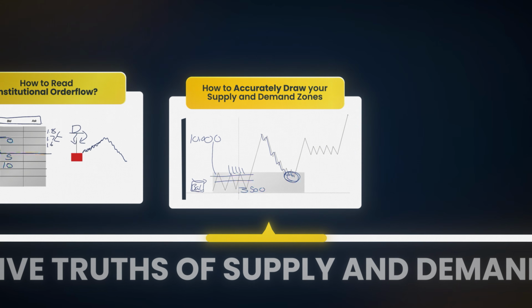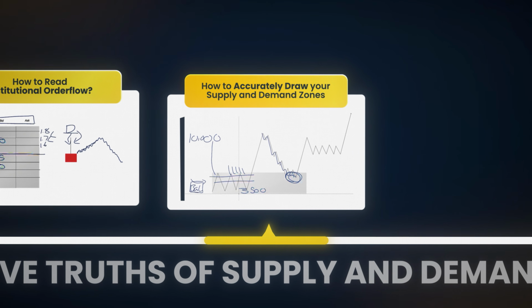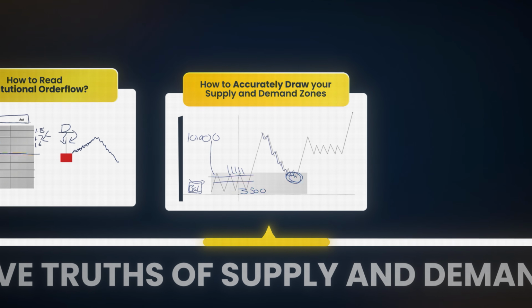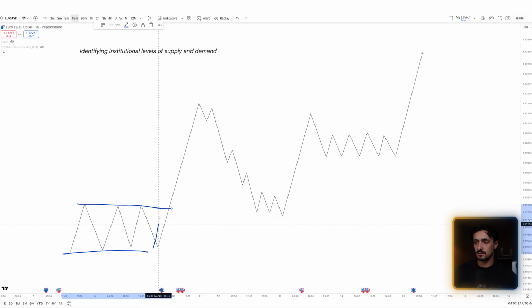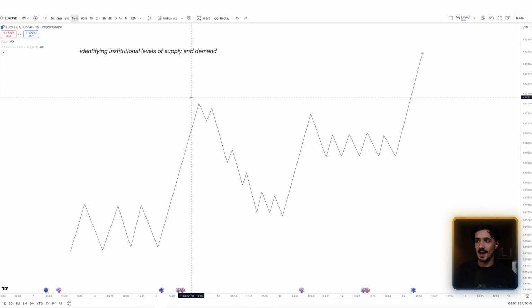Okay, so if all of that was maybe a little bit confusing, hang in there with me, because I'm about to simplify it so much more. Now we're going to walk through how to identify institutional levels of supply and demand in a simple price action chart. It's very simple. What we just explained is that price is always going from balance to out of balance. So how to identify supply and demand is very simple.